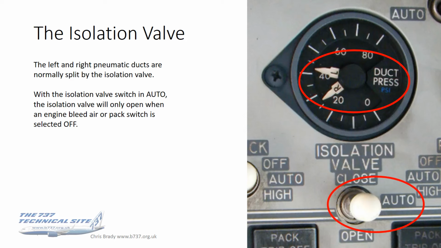With that isolation valve switch in auto, it will automatically open when either an engine bleed air is switched off or a pack switch is switched off. In that photograph you can see that there is a split in the duct pressures, therefore the isolation valve must be closed. Therefore, although you can't see them, the two pack switches and the two engine bleeds are in auto and on.